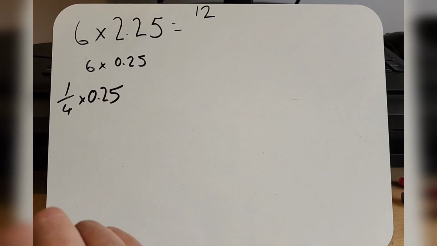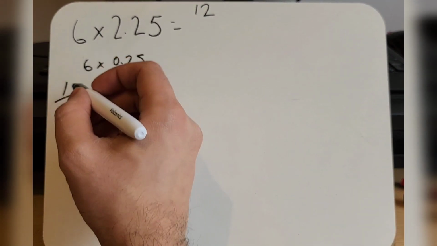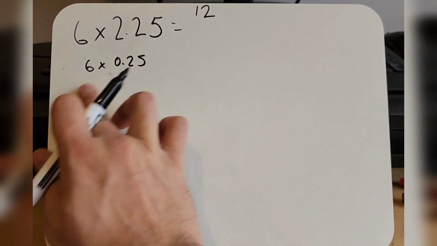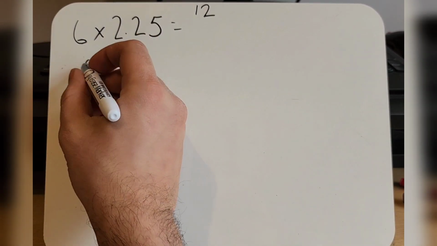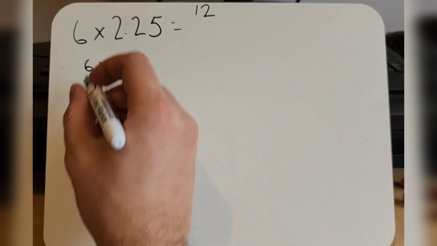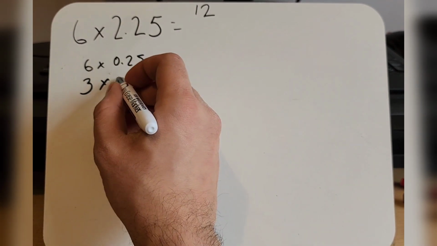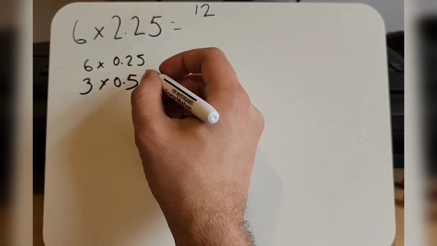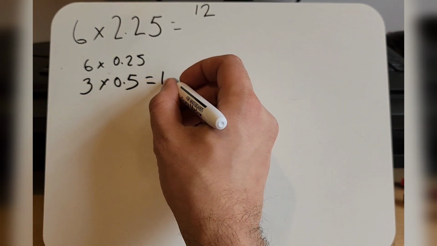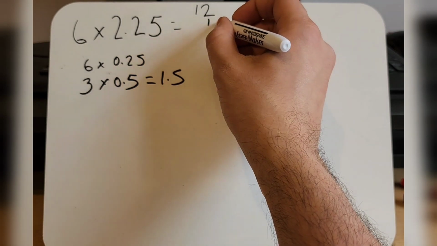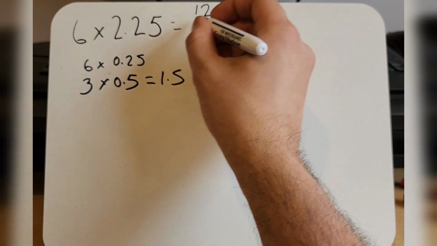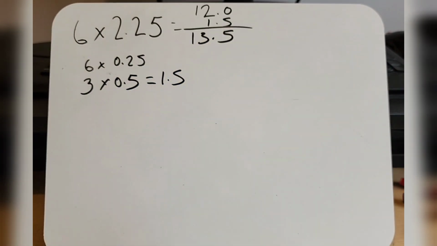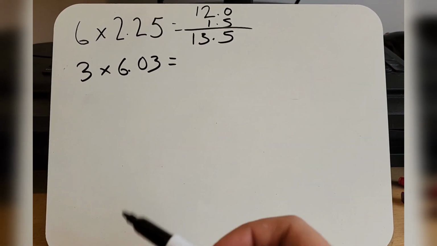Okay, so what I can actually do is something called doubling and halving, and that's a technique I've shown in another video as well. We half 3, it's half 6, so we get 3, but we double this, so we get 0.5. Okay, and that makes life easier because 3 lots of a half is 1.5. 13.5.